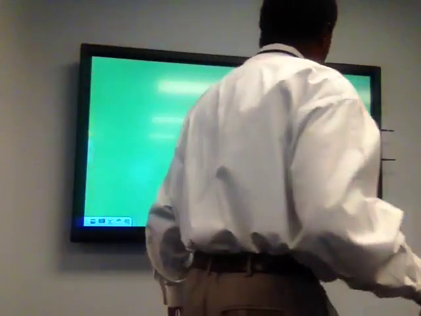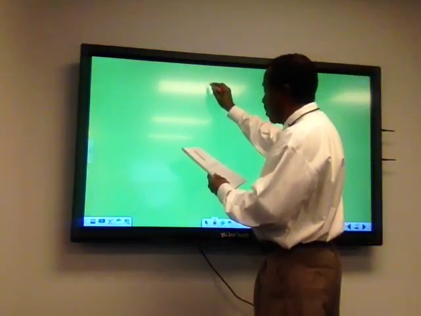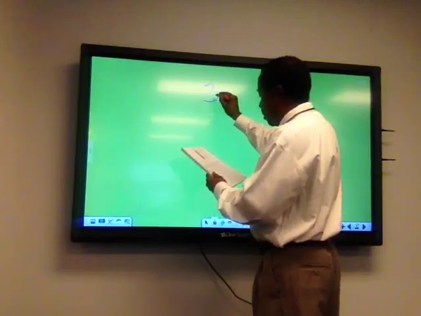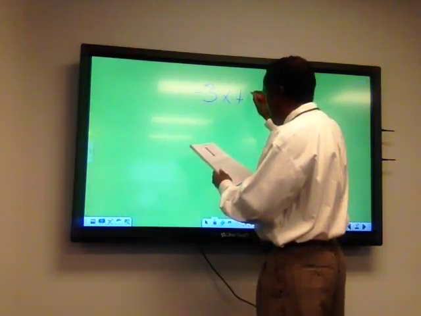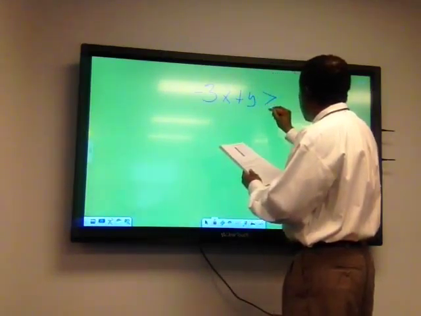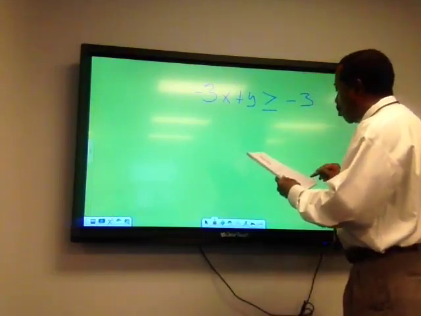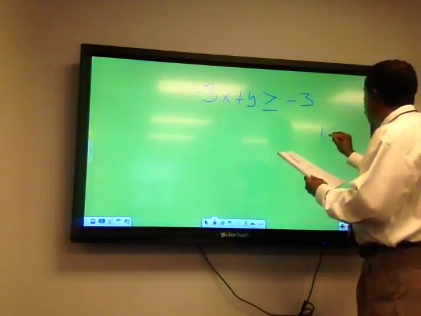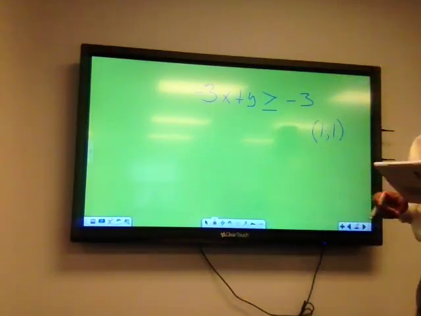Okay, so we want to look at problem 4 that says if we have the inequality negative 3x plus y must be greater than or equal to negative 3, and it's telling us to use the ordered pair (1, 1). That's what we're going to use to test.